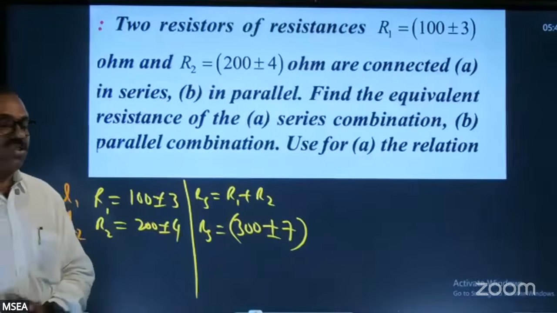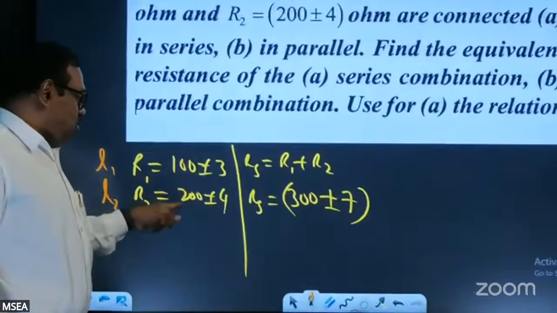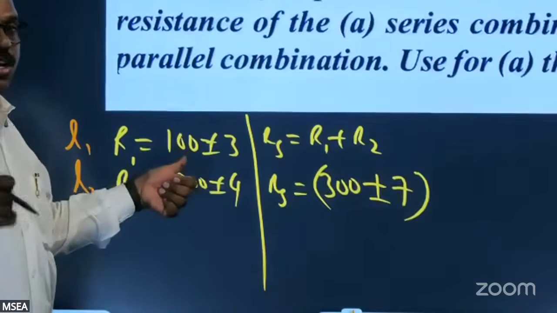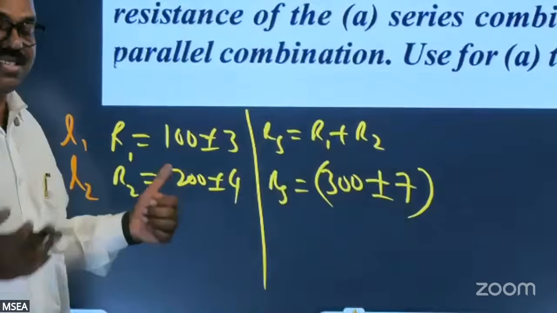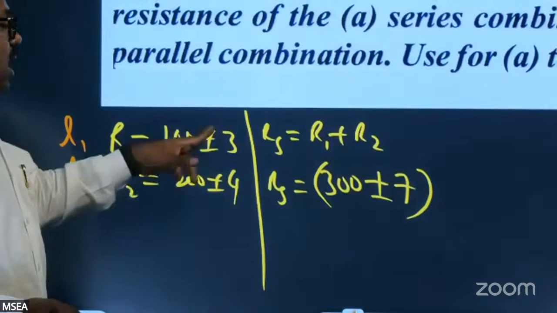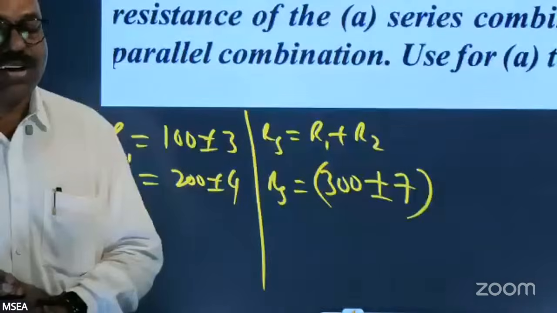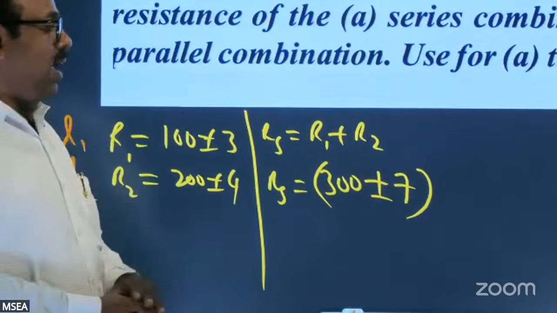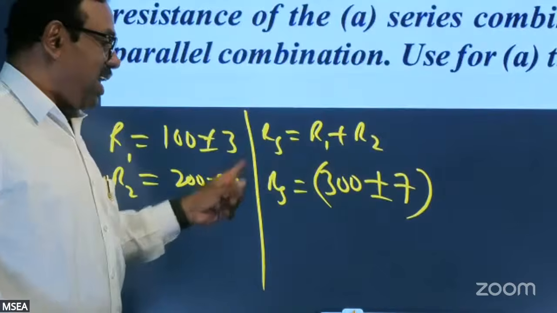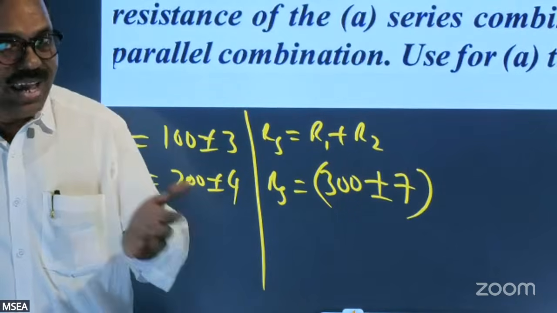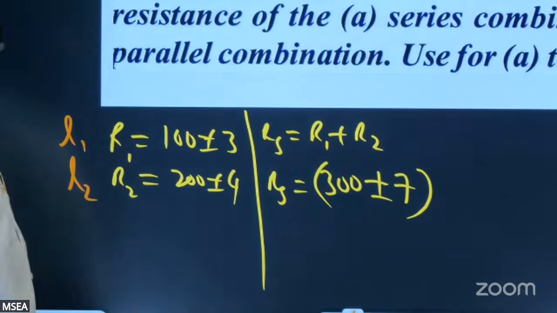Even for the difference of lengths, what you have to take? Difference means 200 minus 100. The original value should be subtracted: 200 minus 100 is 100. Plus or minus, the absolute error should not be subtracted even in subtraction. What you have to do? It should be added. Even in addition, absolute errors should be added, and even in subtraction, absolute error should be added. That you have to remember.